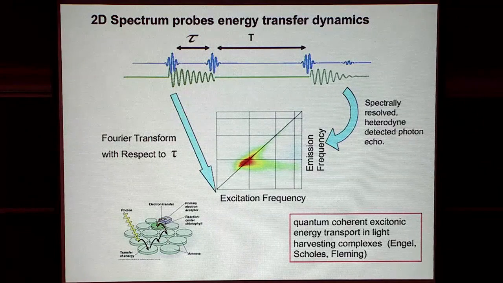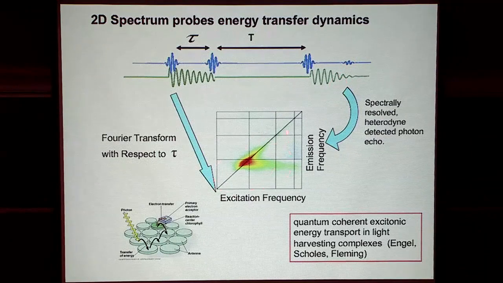And it's been studied with what's called two-dimensional spectroscopy, where you send in three laser pulses, and then you look for the signal coming out after a time delay. Later, you Fourier transform to get a correlation plot between the frequency at which you excite, which is the Fourier transform conjugate variable to this time delay here, and the emission frequency here, which is the conjugate Fourier transform variable to this time delay here.